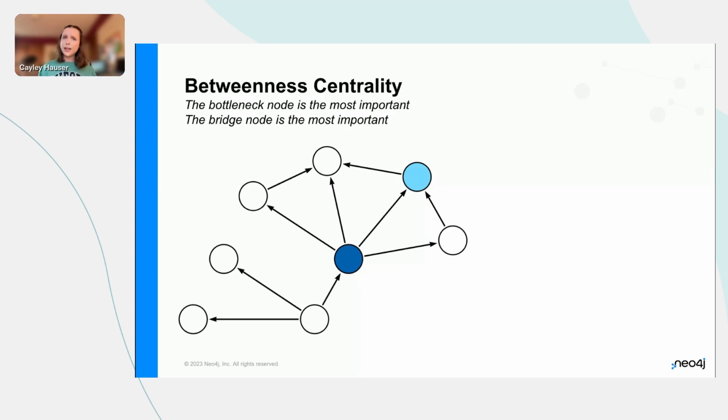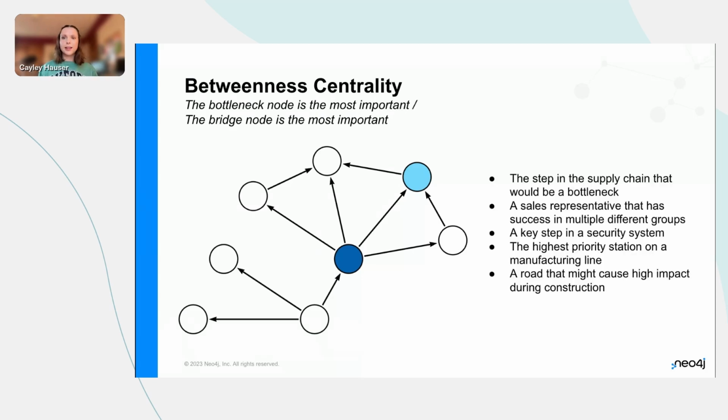But how would we actually apply this to some business problems? Well, here are some examples. Like I mentioned before, a step in a supply chain that could be a bottleneck. If we see one of those nodes with a really high betweenness score, we might say, oh, if this were to be taken out, this would be very impactful on our supply chain. Potentially, we want to introduce some mitigations there. Maybe a sales representative that has had success in multiple different groups, right?